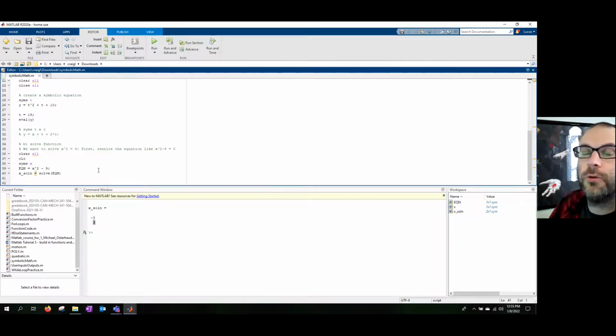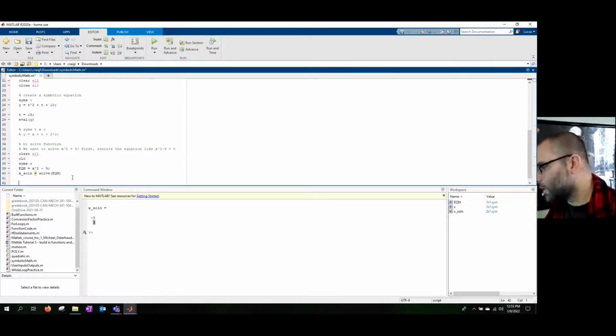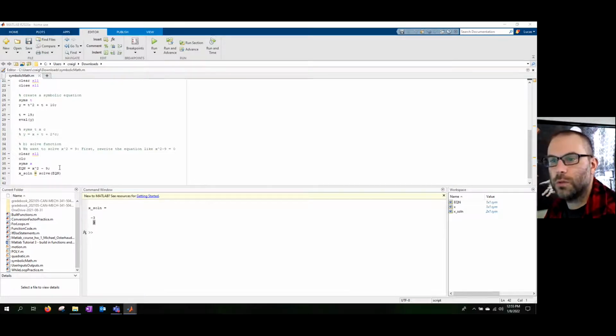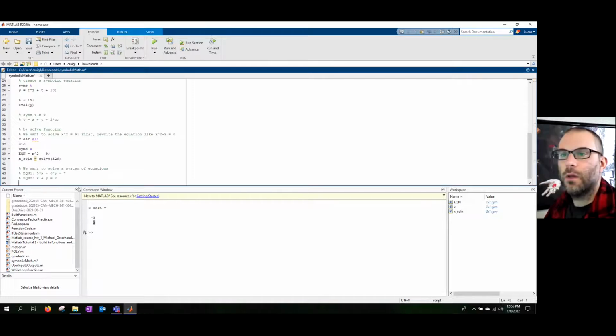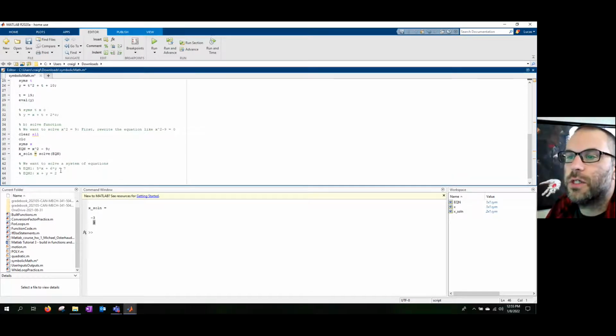So, showed you how to create an equation by using syms. Showed you how to solve one equation. Now let's solve two equations for two unknowns, okay? So we want to solve the system of equations, 5x plus 6y equals 7, and x plus y equals 2. Okay, so two random equations.